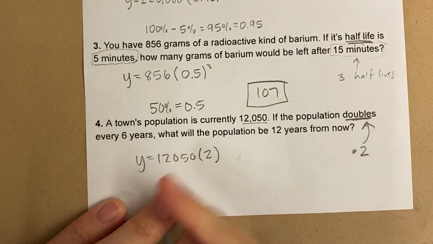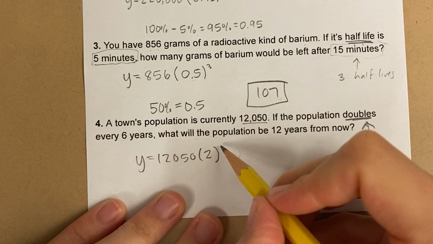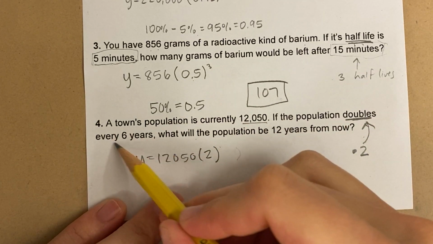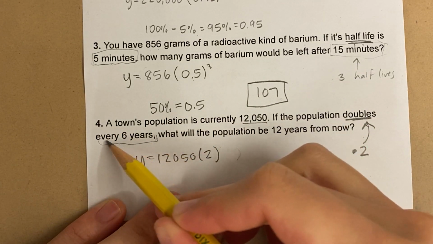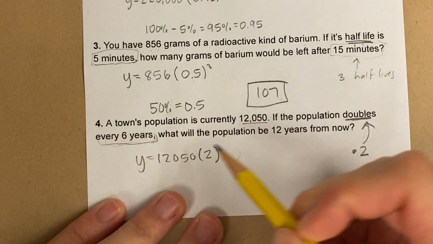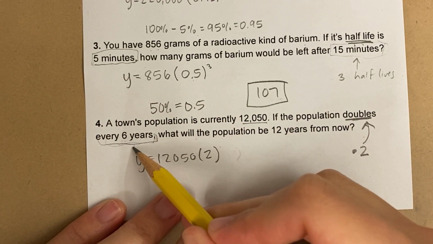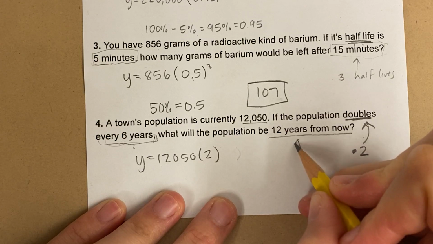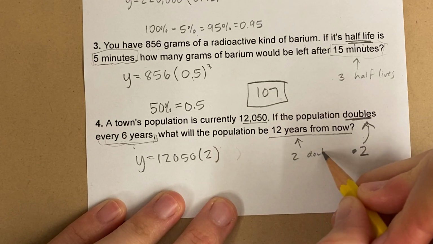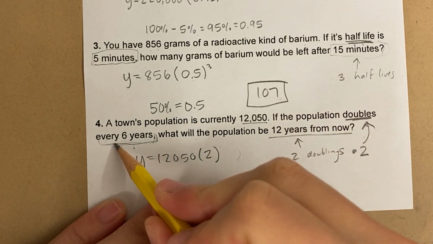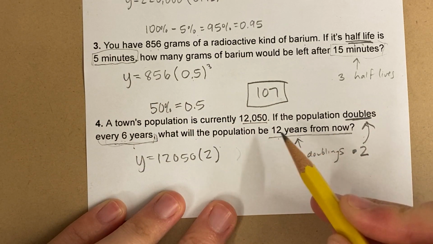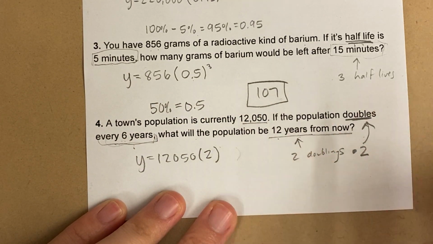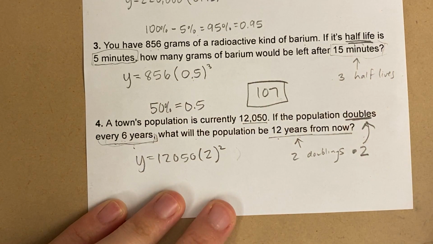Okay, now how many times am I going to multiply it by 2? In this case, it's doubling every 6 years. So I'm not multiplying it by 2 every year. It's doubling every 6 years. So 12 years from now, it'll have doubled twice, right? This is 2 doublings because it only doubles every 6 years. So first 6 years, it doubles once, and then the next 6 years, it doubles again, and that's been 12 years. So it looks like this.